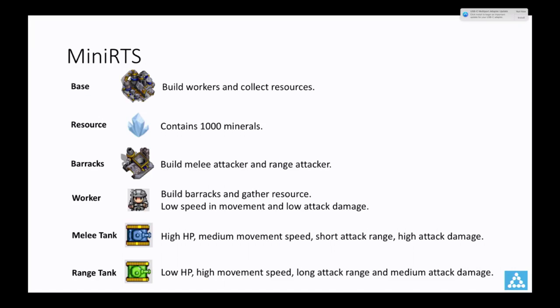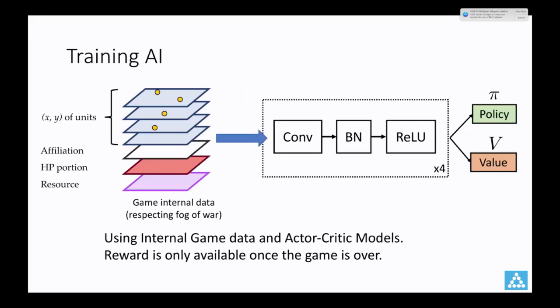Mini-RTS has multiple units. These include bases, resources, barracks, workers, and two hyper tanks. For detailed descriptions, please check our paper. To train our bot, we use classic actor-critic models and a simple convolutional network whose input is multi-layered features from the internal data of the game. This includes X and Y locations of the units, unit affiliations, hit points, and the player's resources.